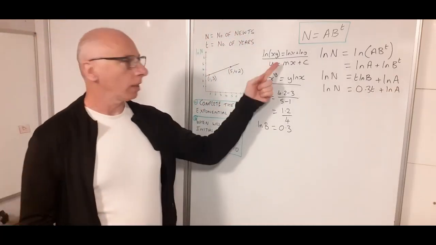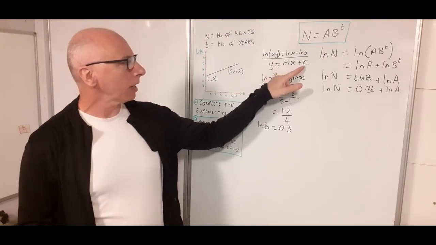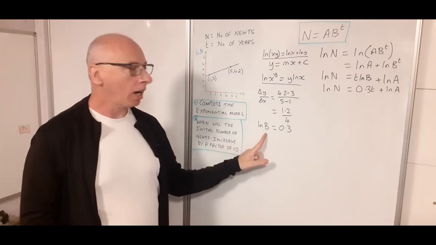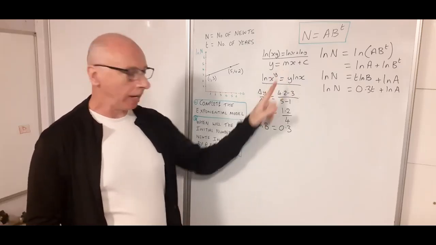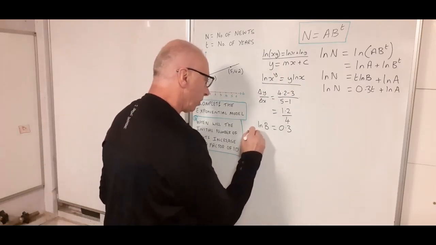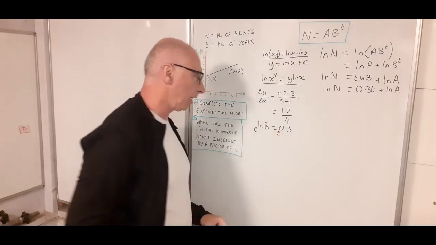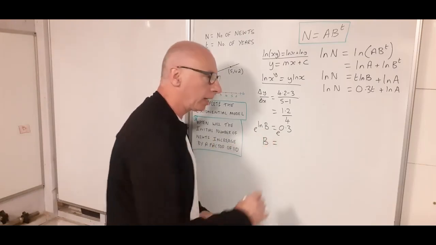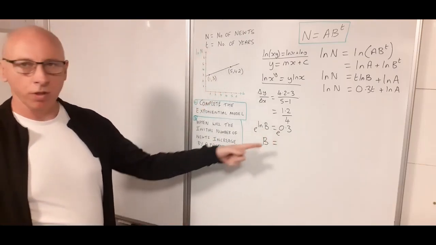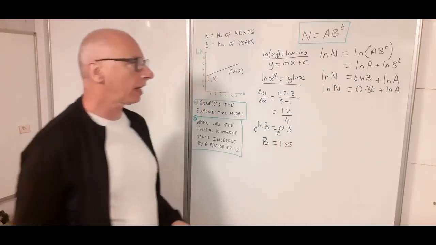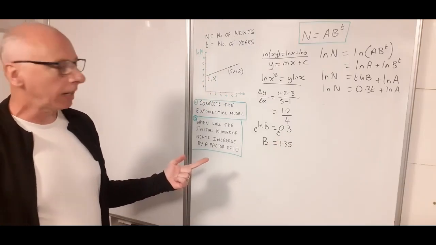Okay, now looking at the exponential model, y equals mx plus c, if I want to find my gradient here, I can get b isolated, that will represent my m value, so I can exponentiate both sides. If I do e to this and e to this, I then can solve for b. And then b will come to approximately 1.35, to 2 decimal places on our calculator. So we've got the b value.